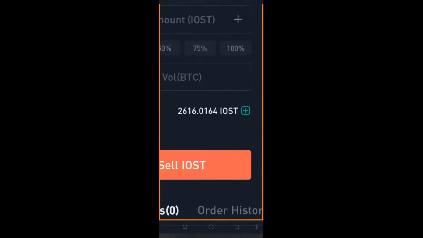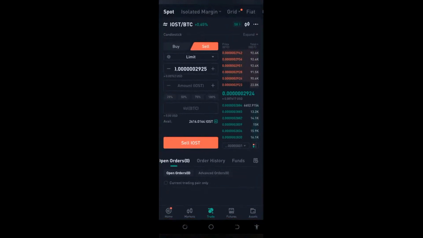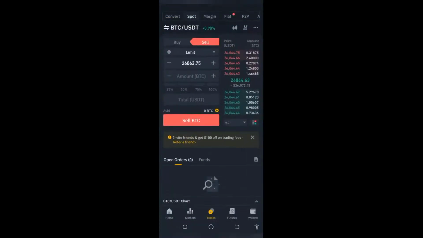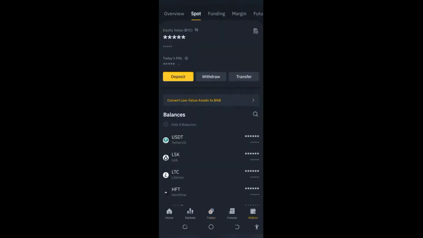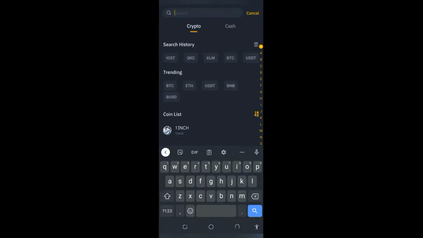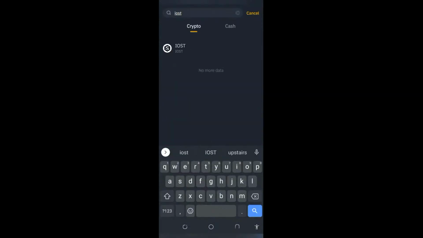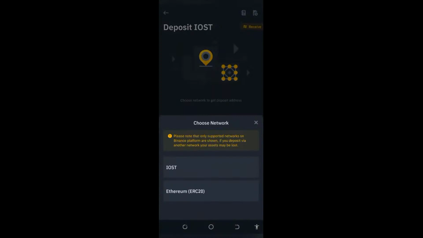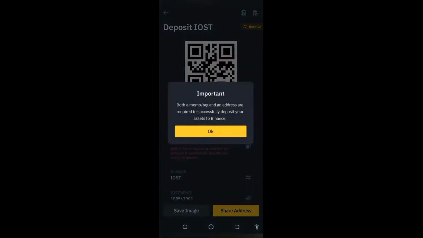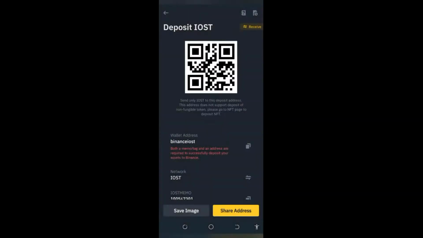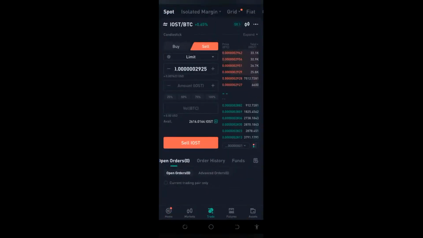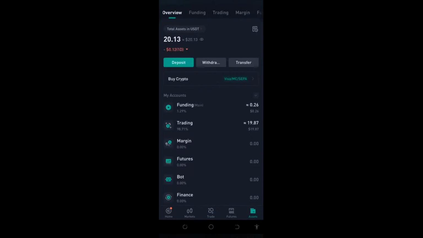And the next thing is that we need to quickly send this over. So going to Binance, we need to pick our deposit address. So let's pick the deposit address. And that is supposed to be IOST. Then we click on IOST. It says both the memo and the tag. So let's click on this. We copy that. And then we quickly go over to our KuCoin where we are going to withdraw.